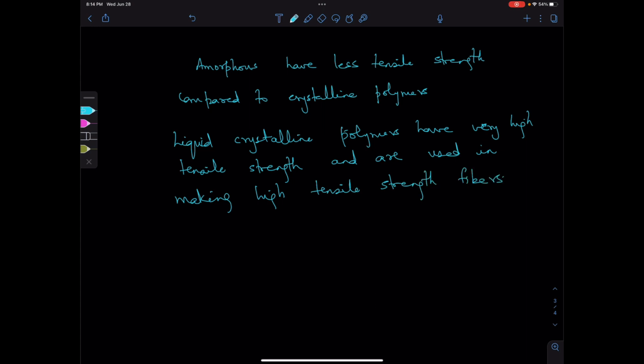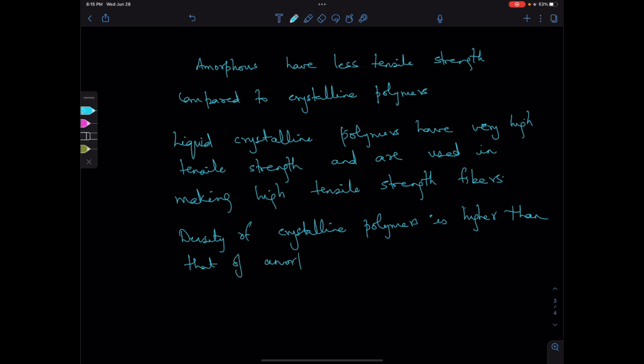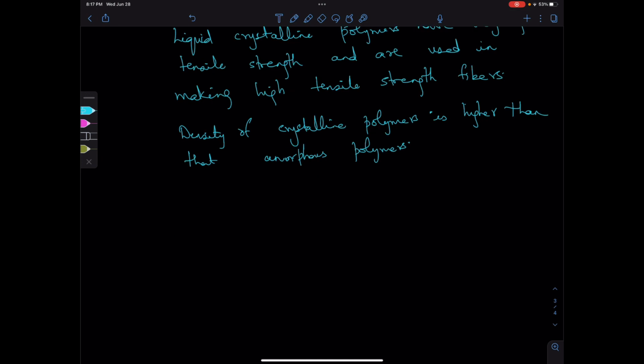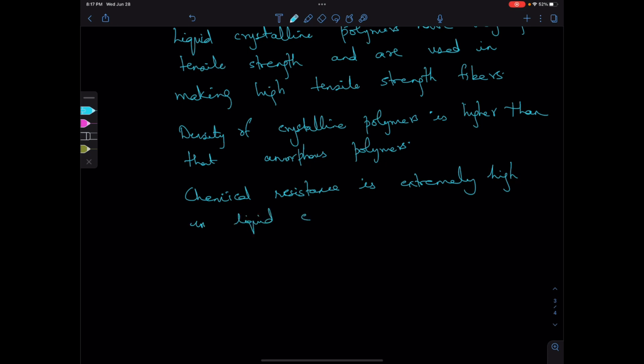The density of crystalline polymers is higher than that of amorphous polymers, and liquid crystalline polymers also have high density. Chemical resistance is extremely high in liquid crystalline polymers. Chemical resistance of crystalline polymers is higher than that of amorphous.